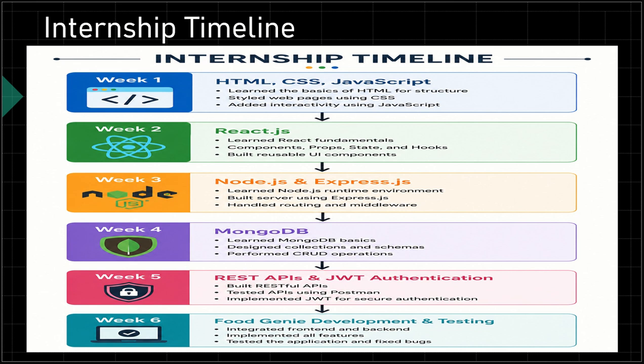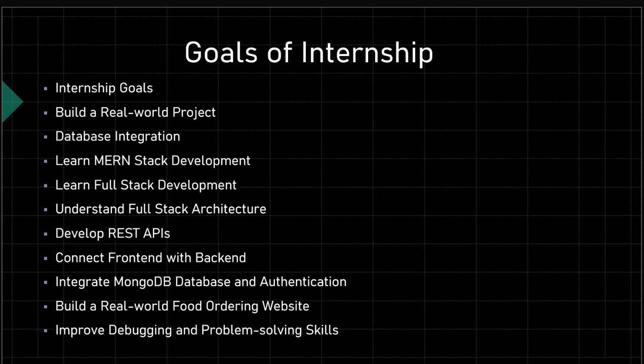Internship timeline. This internship was divided into different phases. During the initial weeks, I learned HTML, CSS, and JavaScript. Later, I learned React for front end development. After that, I studied Node, Express.js, and MongoDB. Finally, I integrated all technologies and developed the Food Genie product. This gradual learning approach helped me understand the complete software development lifecycle.